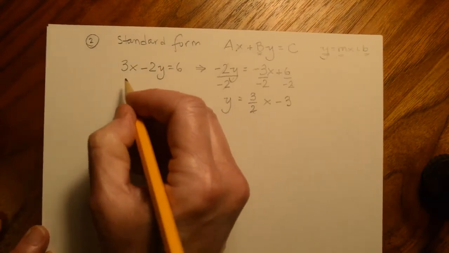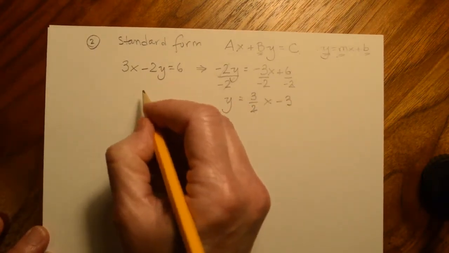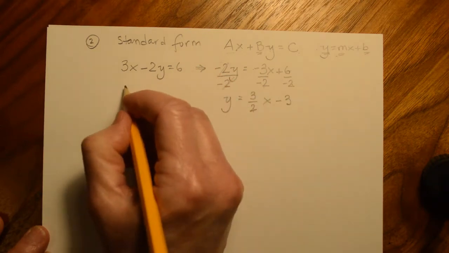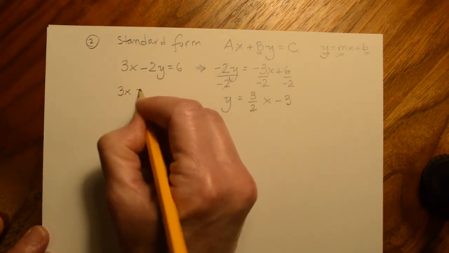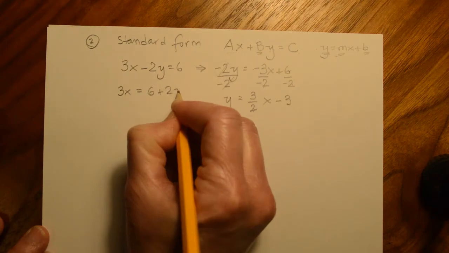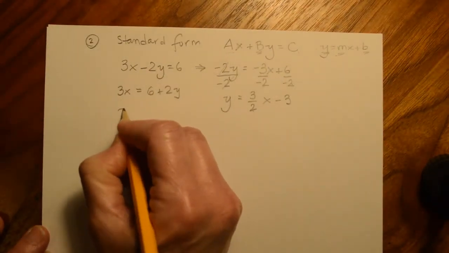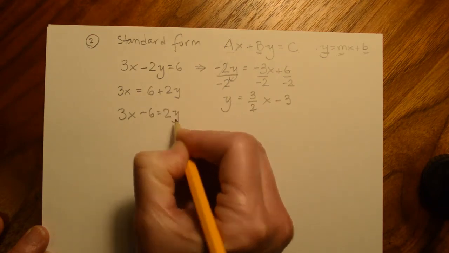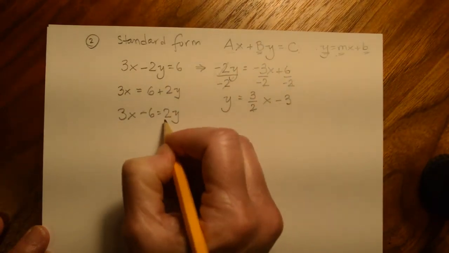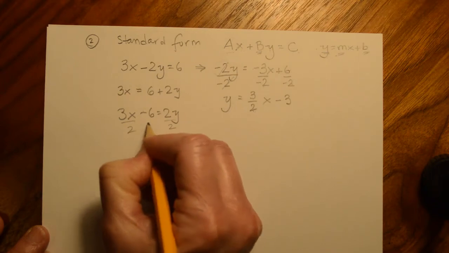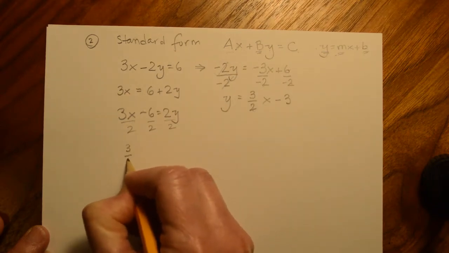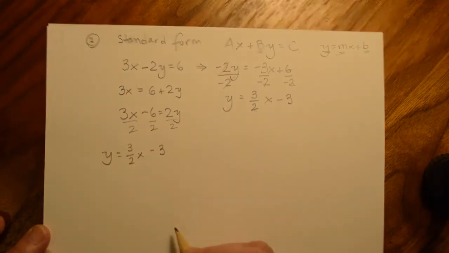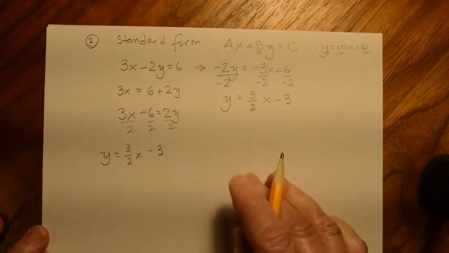Right, there are other ways that you could do that. You could say, I don't like having a negative and having to divide by a negative, so you could decide to add 2y to both sides. So you would get 3y equals 6 plus 2y, and then just move the 6, so that would give me 3x minus 6 equals 2y, and then divide everything by 2. So here we would still get 3/2 x minus 3, and then I'm going to put the y over here. So if you would rather do that, you could do that.